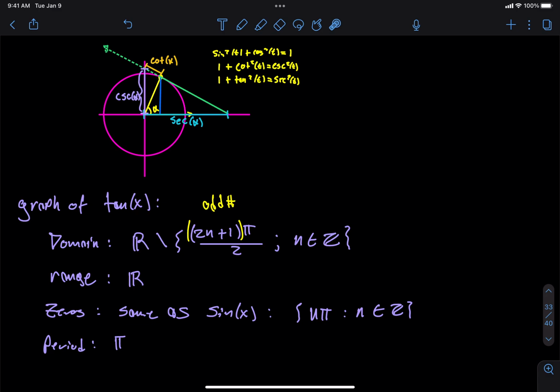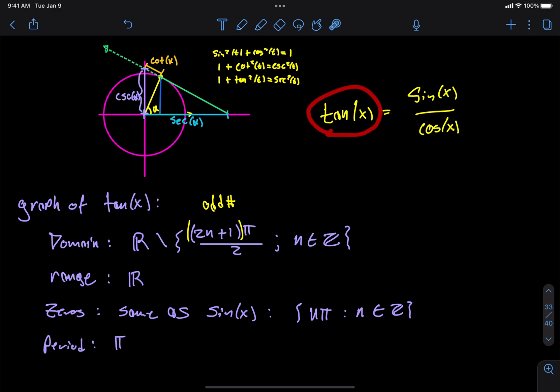And how about the zeros? Well, remember, tangent of x is just equal to sine of x divided by cosine of x. So when is tangent going to be 0? Tangent is a fraction. A fraction is 0 when the numerator is 0. So the graph of the tangent function will cross the x-axis at those points which sine crosses the x-axis. Because when the numerator of a fraction is 0, the whole number is 0.